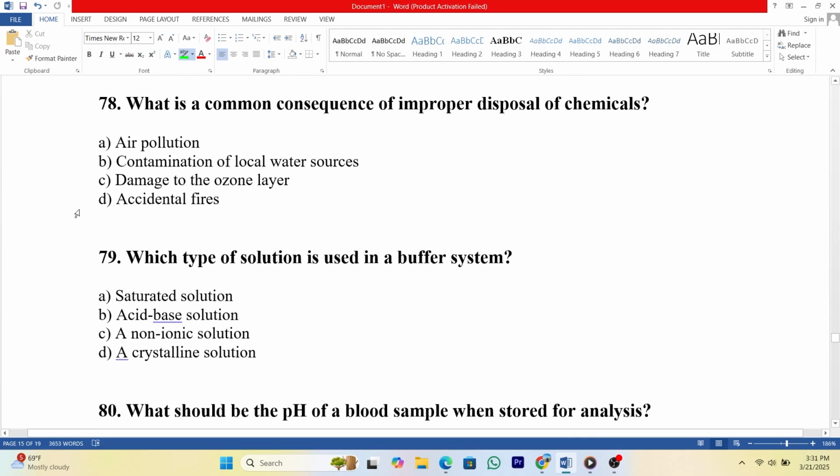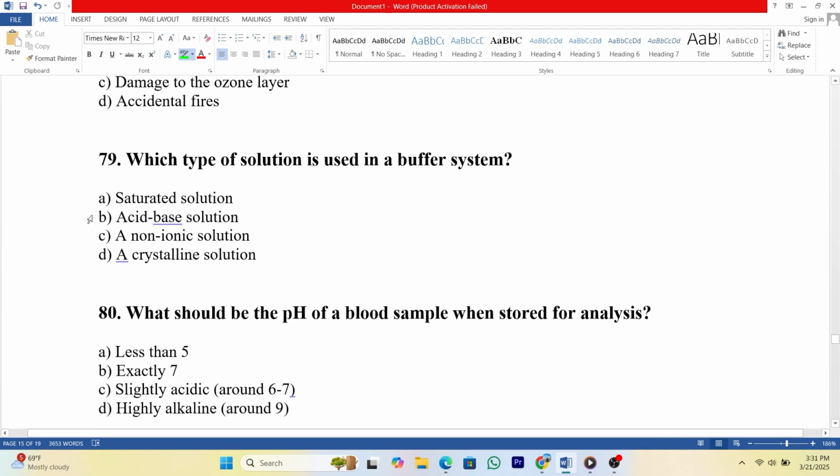78. What is a common consequence of improper disposal of chemicals? A. Air pollution. B. Contamination of local water sources. C. Damage to the ozone layer. D. Accidental fires. Answer: B. Contamination of local water sources.